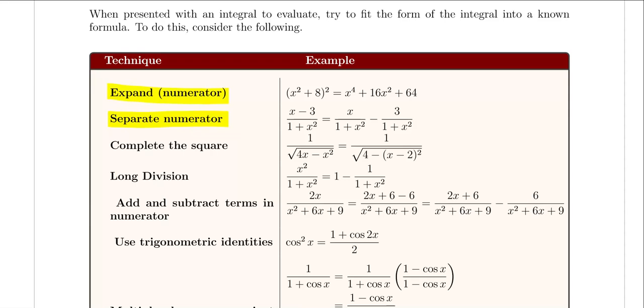Now another technique that you may or may not have seen, although we did go over one example where we used it, is the method of completing the square. And here is an example. We have 1 over the square root of 4x minus x squared.